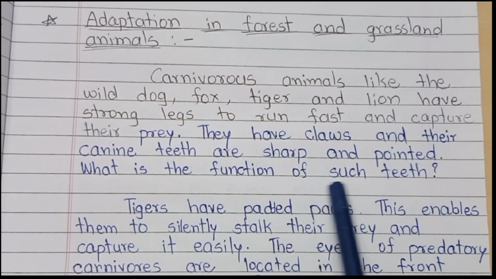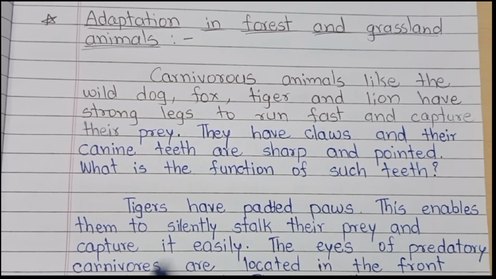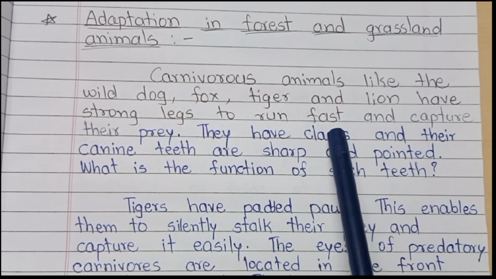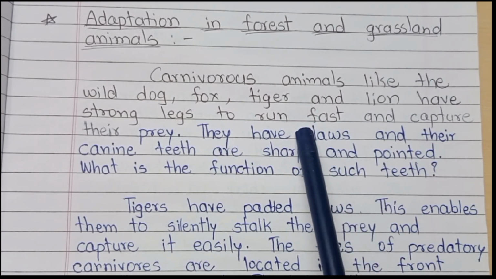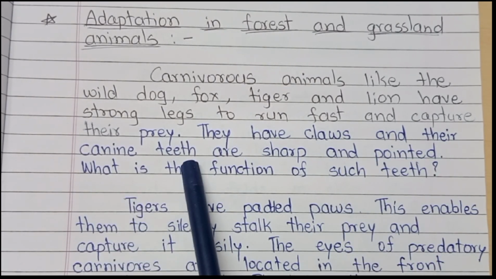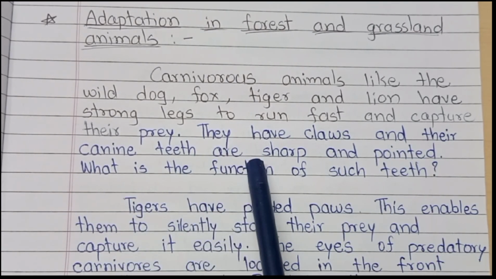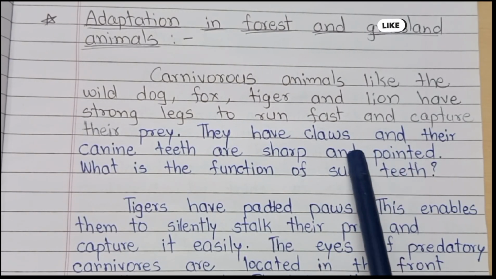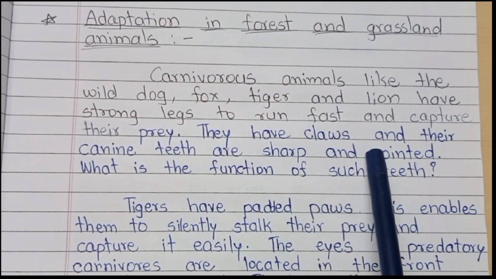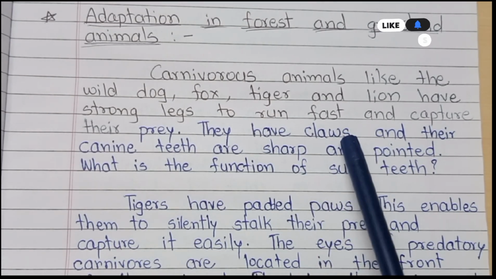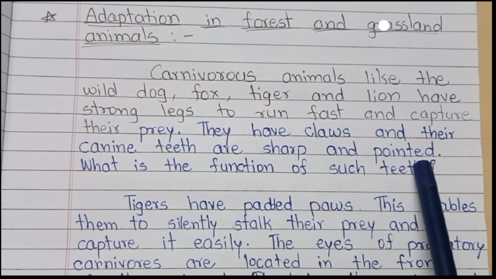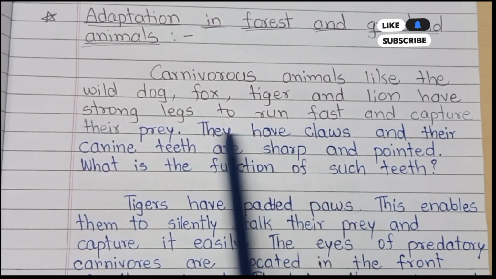What is the function of such teeth? We know carnivorous animals depend on other animals to survive, so they have claws and canine teeth. By these teeth, they can easily tear the flesh and eat it. So their canine teeth are very sharp and pointed, and their legs are also very strong.